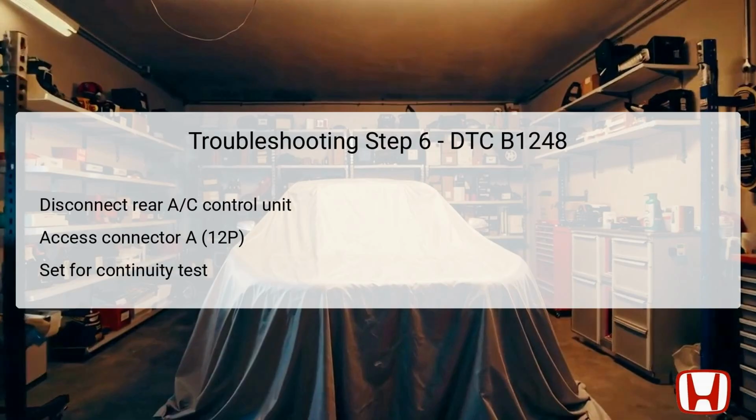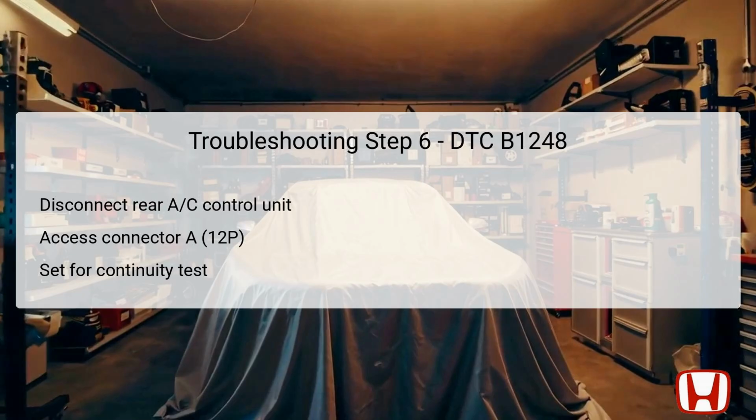Proceed by disconnecting the rear AC control unit by accessing connector A, which typically has 12 pins, 12P. This step allows further evaluation of the system and prepares it for continuity tests.